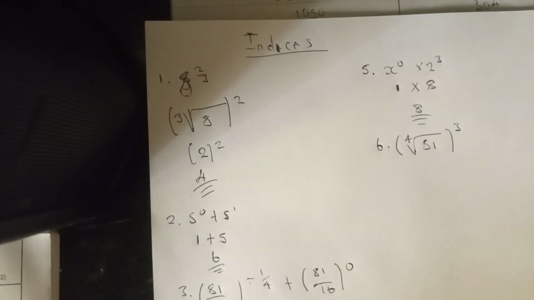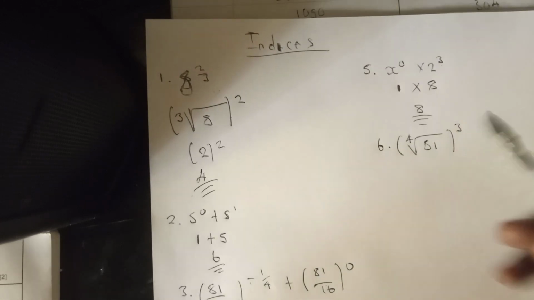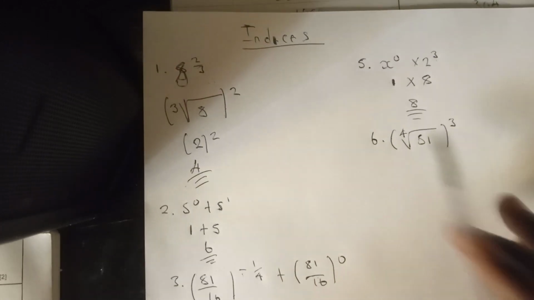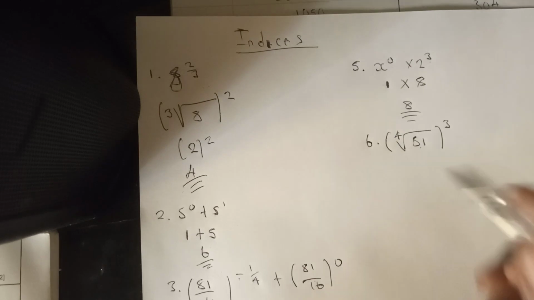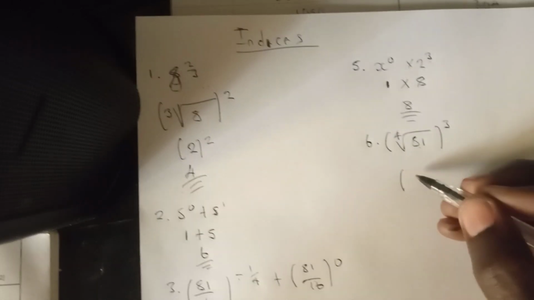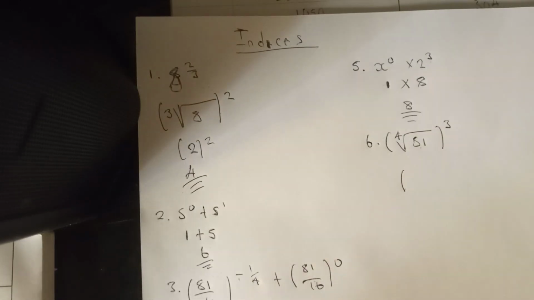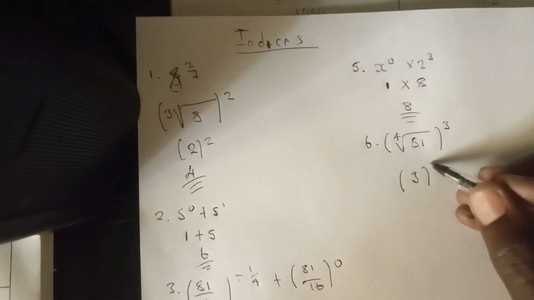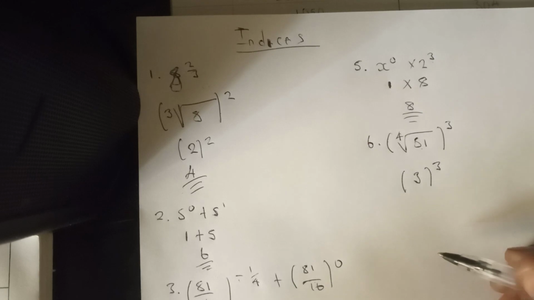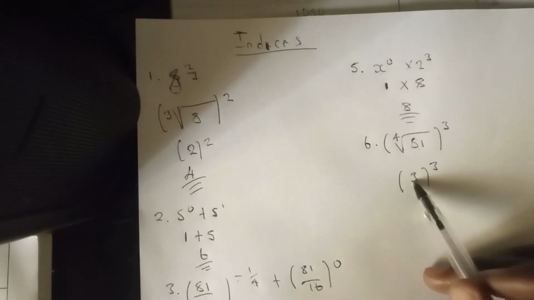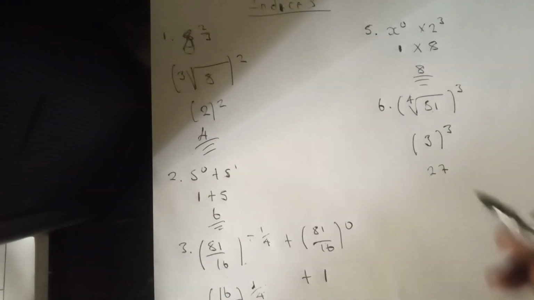So what's the fourth root of, okay, this is just really straightforward. What's the fourth root of 81? The answer there, if I'm not mistaken, should be 3. Then we write 3 as it is. Then from there we'll say 3 to the power 3, that is 27. So that is the answer for question number 6.